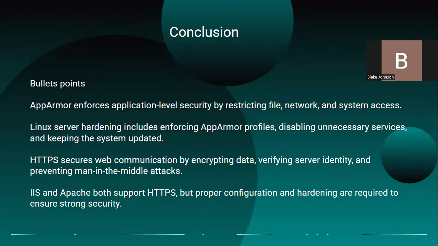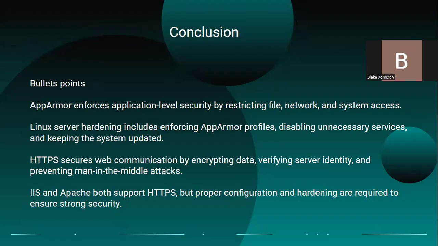Now, in conclusion, AppArmor and HTTPS play important but different roles in server security. AppArmor protects Linux systems by limiting what applications can do, even if they are compromised. Proper Linux hardening includes enforcing AppArmor profiles, disabling unnecessary services, and keeping the system updated.